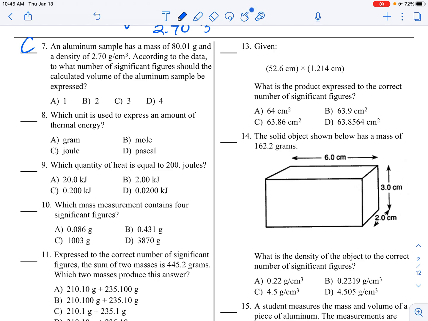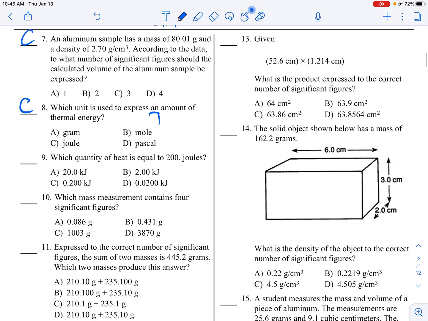So right on the front of the reference table, Table D, you look and it says gram measures mass, mole measures amount of a substance, joule measures energy, work, quantity of heat, and a pascal is pressure. So it has to be joules. So that is Table D, reference table.